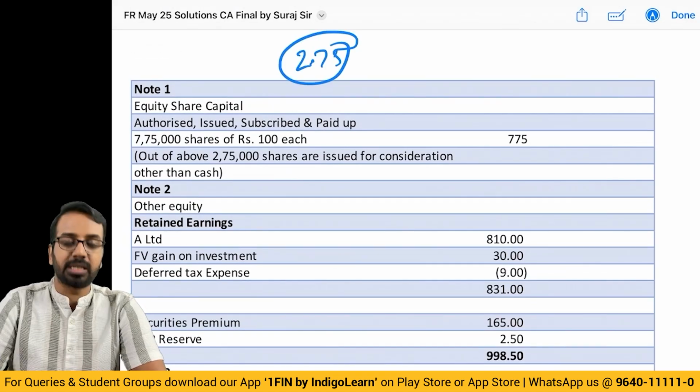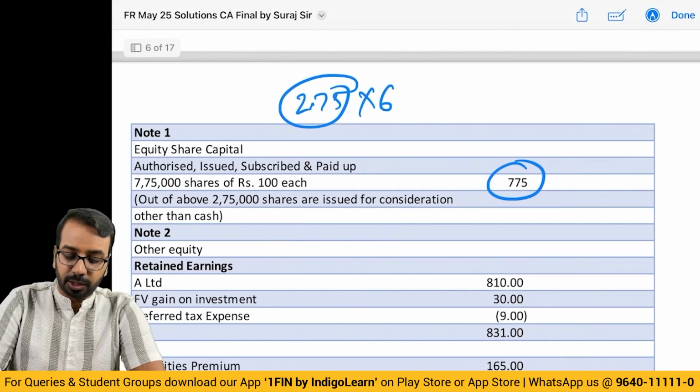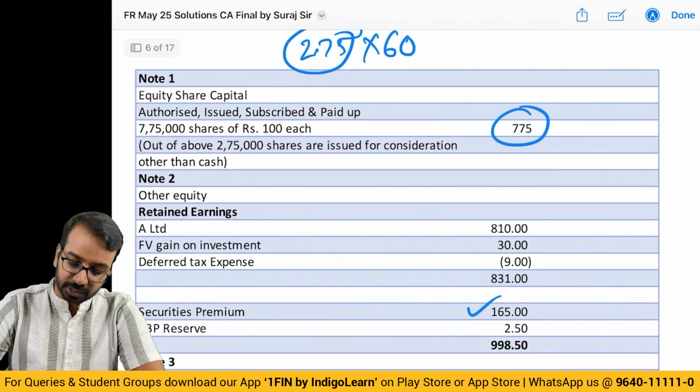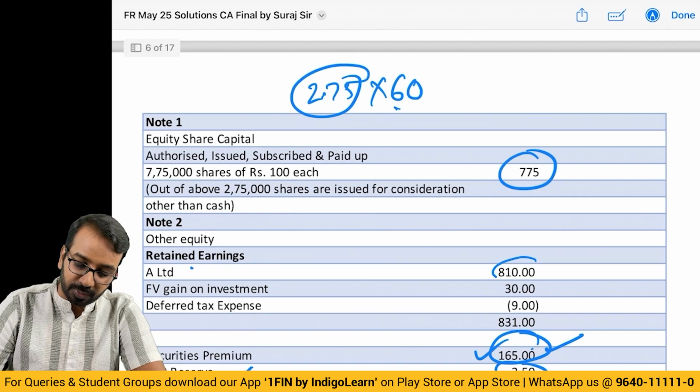We have issued 2.75 lakh shares, so that gets added here. 2.75 lakh shares into 60, 275 into 60, 165, that is your securities premium account. So this number is the securities premium account. Okay. Then SBB reserve, whatever has been paid, is under other equity 2.5. Then retained earnings, A limited they have given 810.